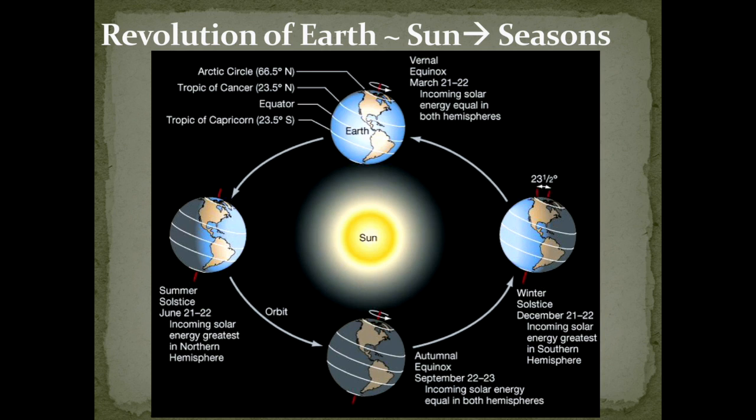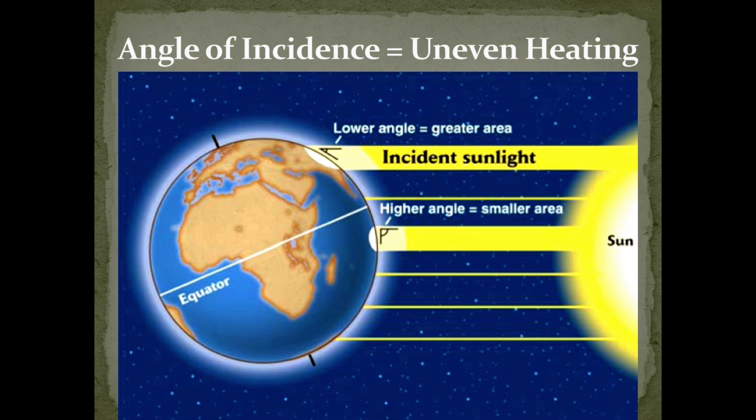An increase of warming in summer, a less warm time in winter, and the spring and autumnal equinox, the vernal and then autumnal equinox, where day and night are the same periods of time. Again, all because of the axis being tilted.